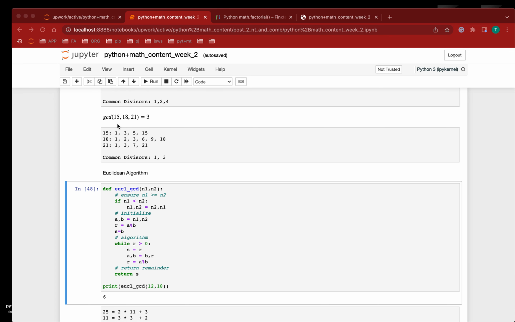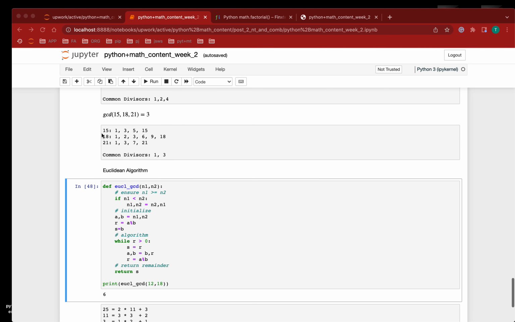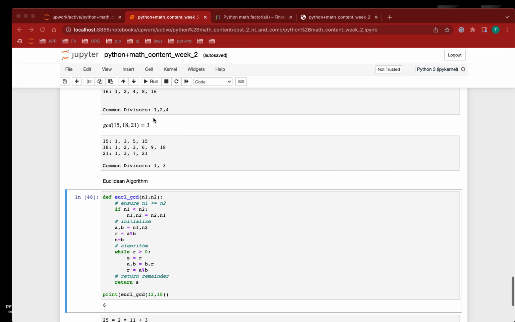Let's look at another example. What is the GCD of 15, 18, and 21? Well, the divisors of 15 are 1, 3, 5, and 15. For 18, it's 1, 2, 3, 6, 9, 18. For 21, it's 1, 3, 7, 21. If you compare the three lists, you see that their common divisors are only 1 and 3. And therefore, the largest of these is 3, so the GCD is 3.